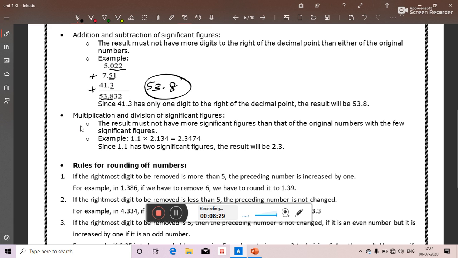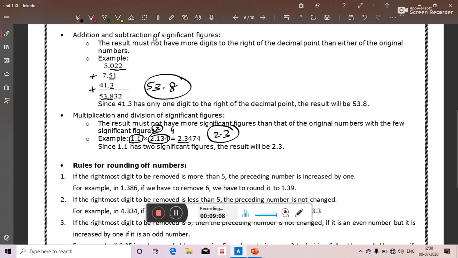Now how to do multiplication and division of significant figures? In multiplication and division, the result must not have more significant figures than that of the original number with fewer significant figures. So here we will see an example, 1.1 into 2.134. Now here the number of significant figures is 2, and here the number of significant figures is 4. So the minimum number of significant figures is 2. So that means you have to denote the answer up to 2 significant figures. So our answer will be 2.3.